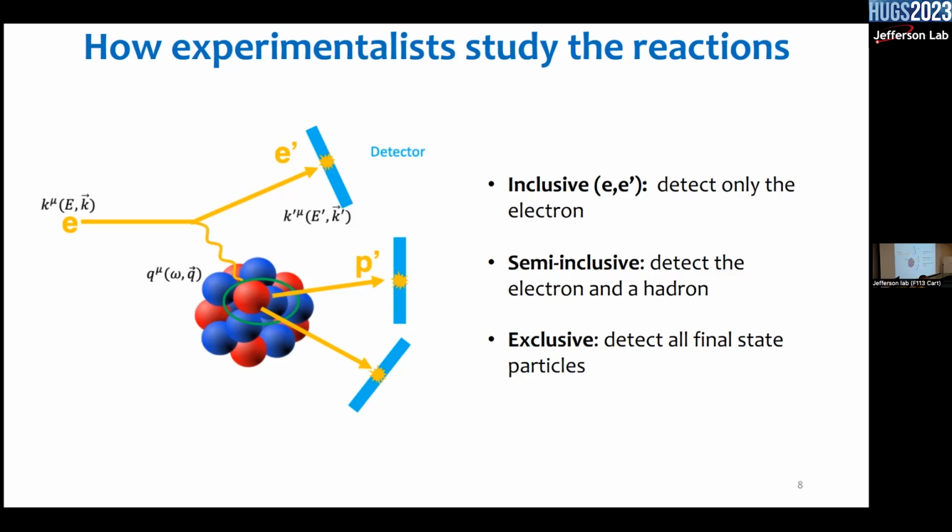Then you can have a semi-inclusive reaction where you detect the electron and some hadron that was produced. And then you can also have exclusive reactions where you detect everything. Sometimes we use the term a little bit broadly because we're not always measuring the recoil nucleus, but you'll still often hear that called an exclusive reaction because we're measuring all the nucleons that came out of the reaction. Even if you're missing the recoil nucleus, it's still an exclusive reaction.